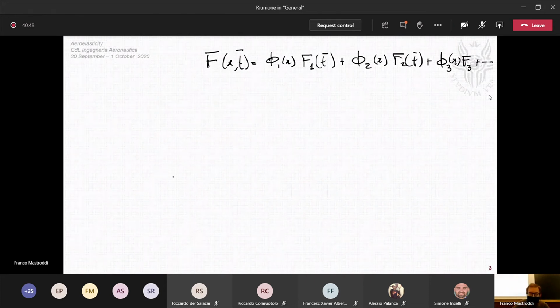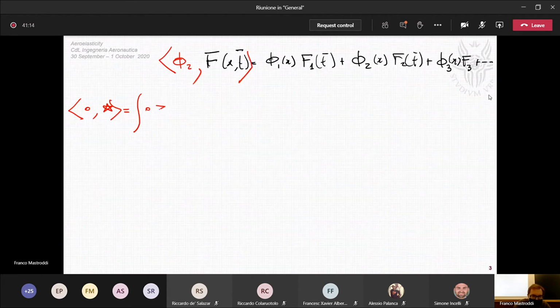phi2, for example. So do this. Dot product, scalar product by phi2. This symbol, in this case, is an integral. The integral of the function circle by the function star in dx from 0 to L. This is our space domain, the x domain from 0 to L. Okay, so this is the definition of my inner product.